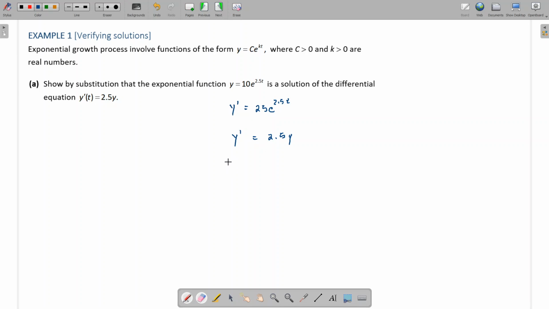So I can put this right here, so 25e to the 2.5t, and then I'm testing, does that equal this? Well, let's put it in. We got 2.5, and then I need to put y here. Y was this, so 10e to the 2.5t. So is that a true statement? Well, obviously you can multiply these together, and you do get a true statement. The left-hand side is equal to the right-hand side. So therefore, indeed, y equals 10e to the 2.5t is a solution to the differential equation y prime equals 2.5y.